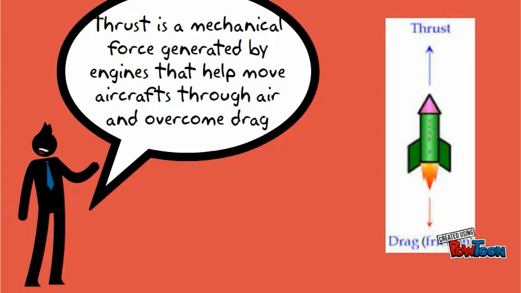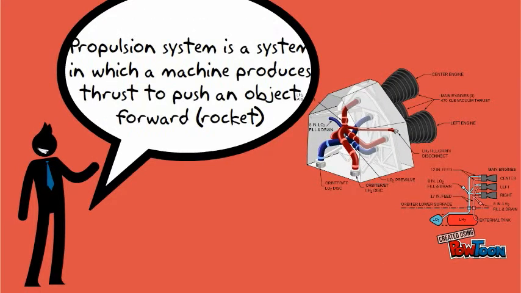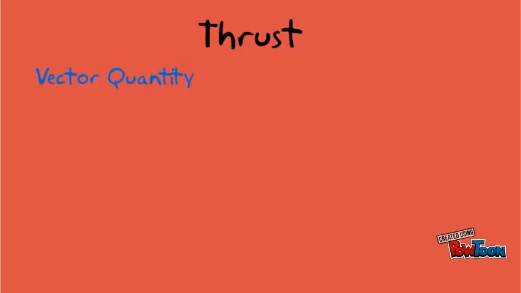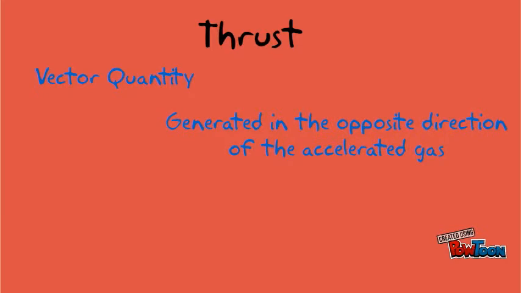Thrust is a force which moves an object through the air, in this case the rocket. It is usually generated by a propulsion system, which is a machine that produces thrust to push the object forward. The main purpose of thrust is to help overcome drag which is present in the air and the weight of the rocket. Thrust is a vector quantity and is generated in the opposite direction of the accelerated gas.